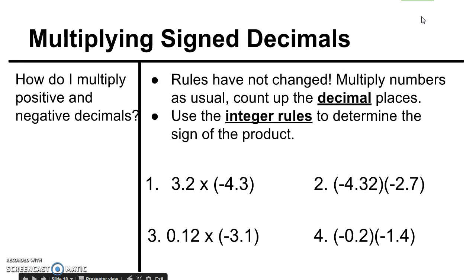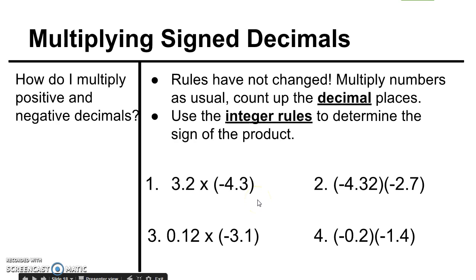Multiplying with decimals, remember that you just multiply as usual, count up the decimal places, and we scoot the decimal over in the answer at the end. I know we've been using calculators for a good while now, but we have to be able to do this without a calculator because they're going to give you some non-calculator questions on SC Ready. So let's do the first one together, then I'm going to have you try one on your own.